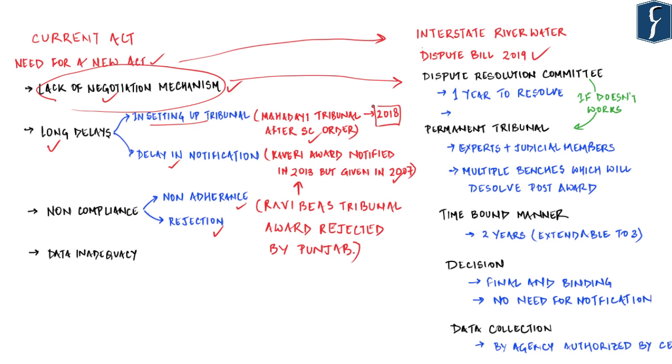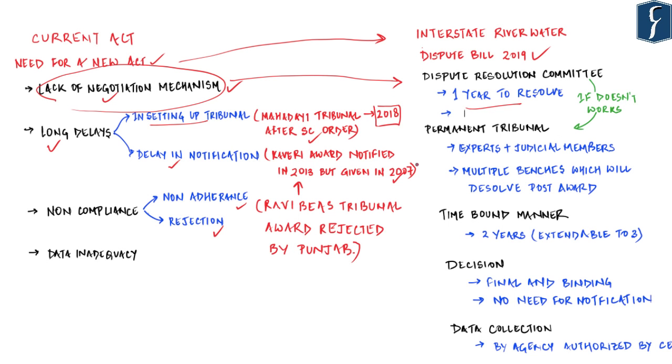The first thing that this bill does is to provide for a dispute resolution committee, which shall have a mandate of 1 year, and it shall try to bring all the stakeholders to the dispute on a table and try to resolve any dispute. At the end of 1 year, extendable by 6 months, if there is no agreement between the stakeholders, only then shall the case go to the tribunal.